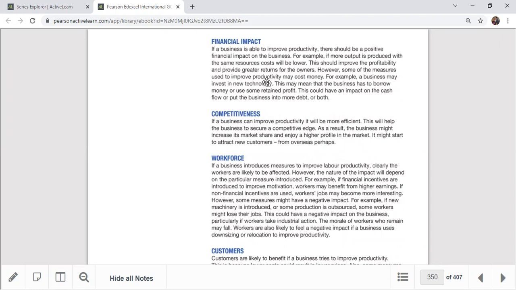However, some of the measures to improve productivity might be costly, like cost money. For example, if you invest in new technology, right? Technology is expensive. You can't buy new iPhones for cheaper prices. You can't buy new laptops for cheaper prices, new cameras, and so on. It's expensive. This may mean that the business has to borrow money or use some retained profit. Retained profit means the profit that you have saved from last years. This could have an impact on the cash flow, or put the business in more debt, or both.